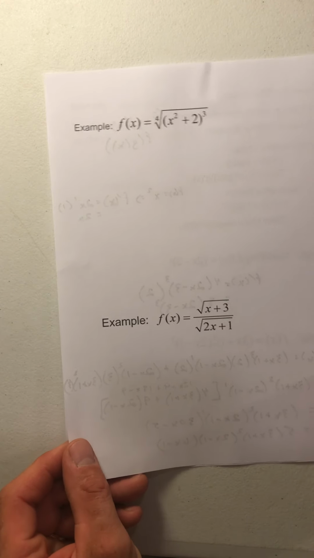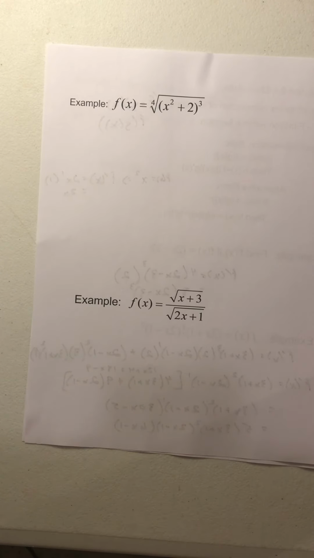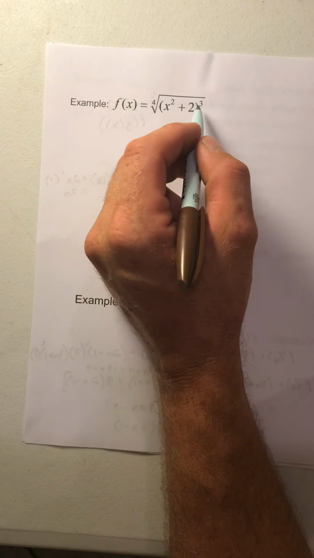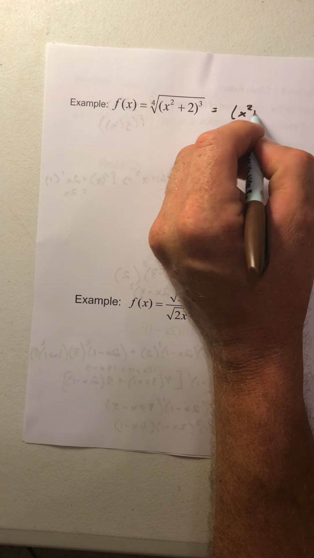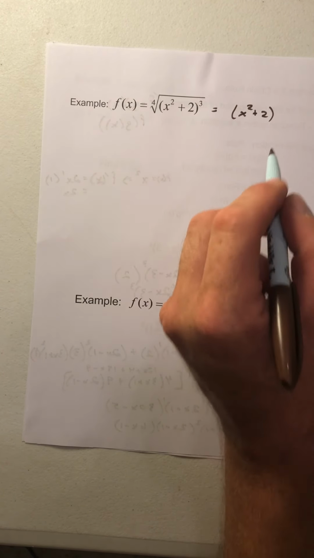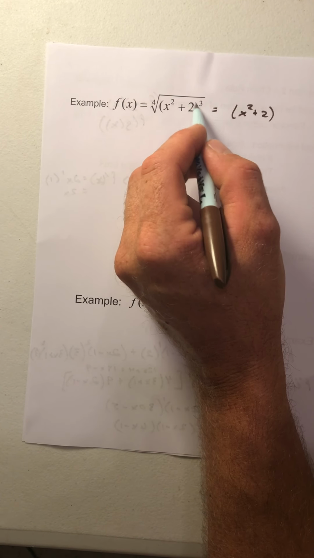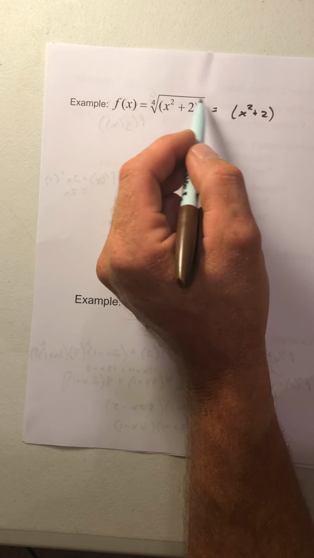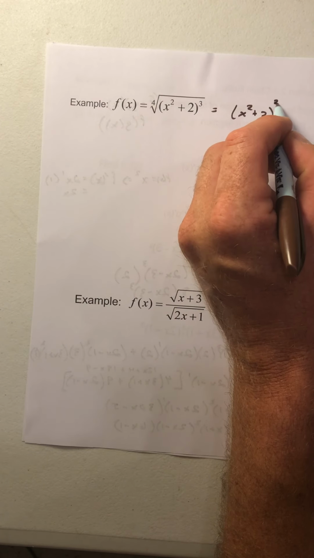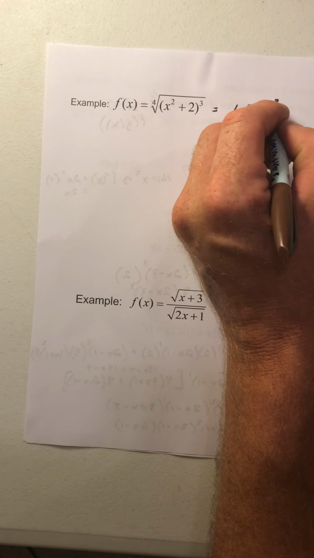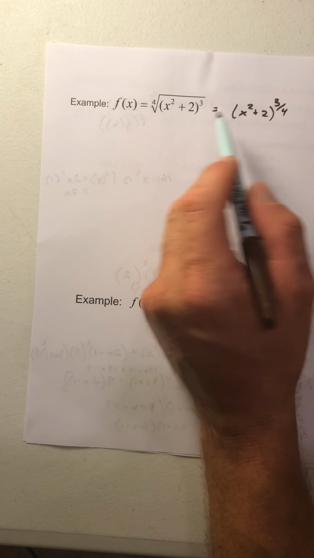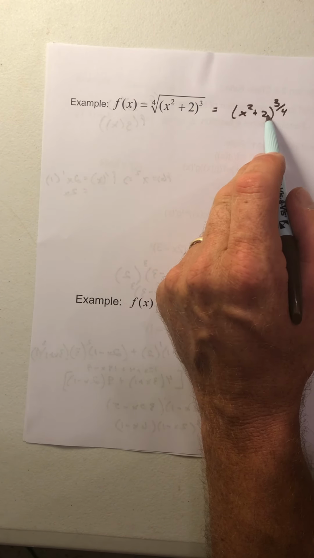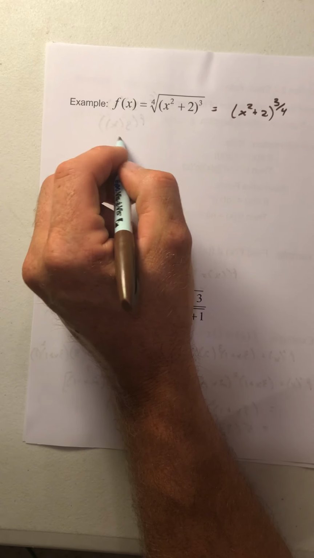We can do this with quite a bit of things. I'll show you here. We have some radicals that we're working with in this example. First thing you've got to remember is how to change a radical into a fractional exponent. The exponent inside the radical is going to be the numerator. The index is going to be the denominator. So our original function, we could write it as (x^2 + 2)^(3/4).